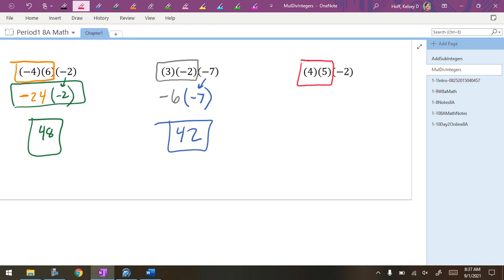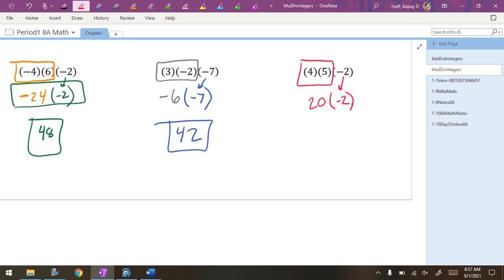All right, by the raise of your hand, somebody tell me what 4 times 5 is. Zayden. 4 times 5. Positive or negative? Do you guys agree or disagree with him? Agree. Good job. Okay, now we're going to bring down -2. We're still multiplying. So now we need to take 20 times -2.